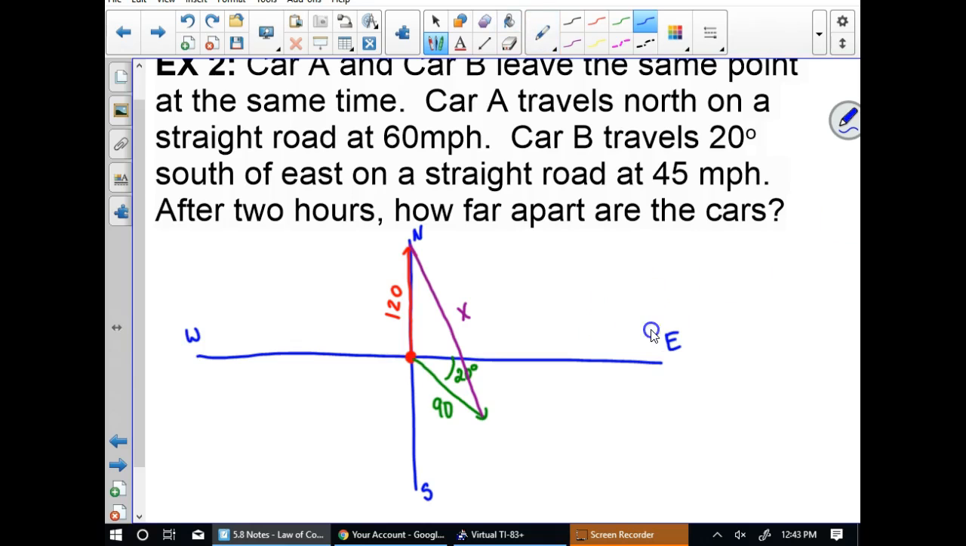All right, so right now, our only problem is that we do not have the angle inside of the triangle. But we can find it pretty easily. What would it be? Right, that right angle plus that 20-degree angle. So right here, this whole angle is 110. All right, so now we're ready to go.